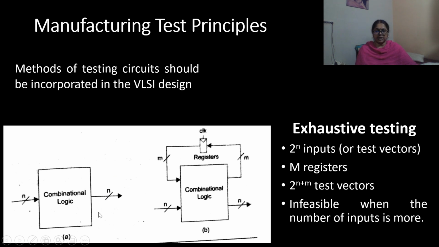This combinational circuit is converted into a sequential circuit with the addition of m registers. The state of the circuit is determined by inputs and the previous state. A minimum of 2 to the power of n plus m test vectors must be applied to exhaustively test the circuit. Thus, exhaustive testing is infeasible when the number of inputs is large.